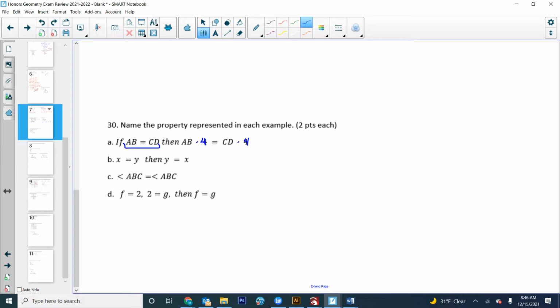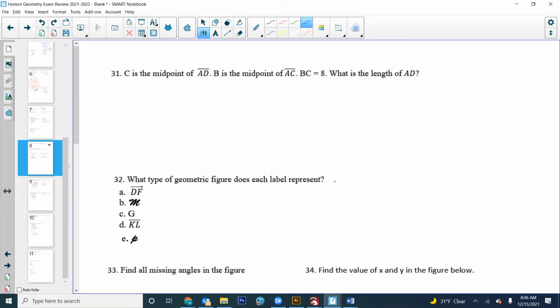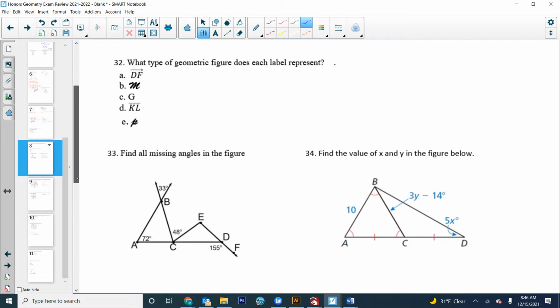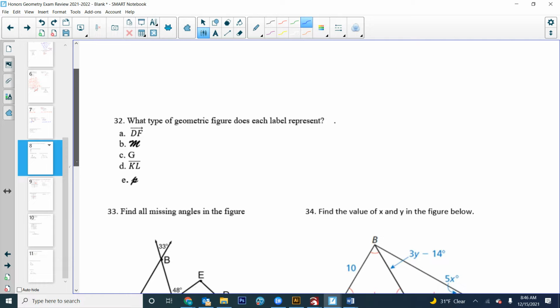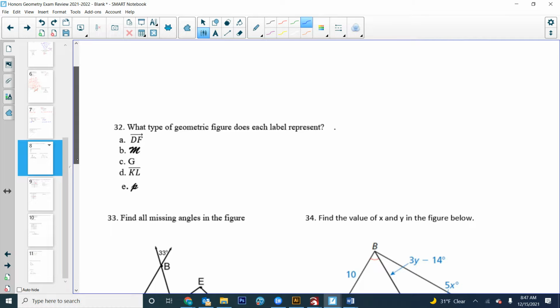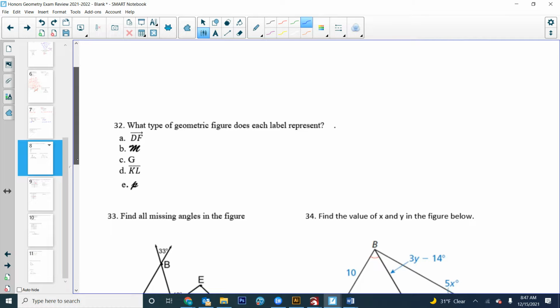Any other questions on the properties? Next, let's group these together. This slide has 31 through 34. You have the answers. Would you like to see any of these worked out? Probably 34. Yeah, I think students are still struggling with that.